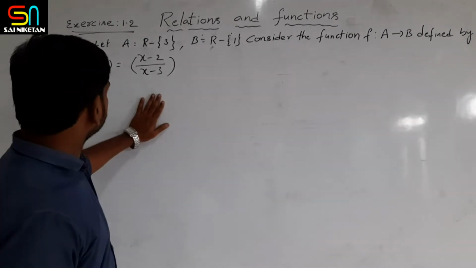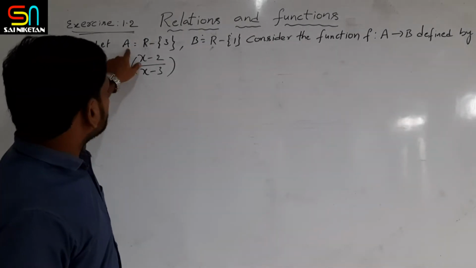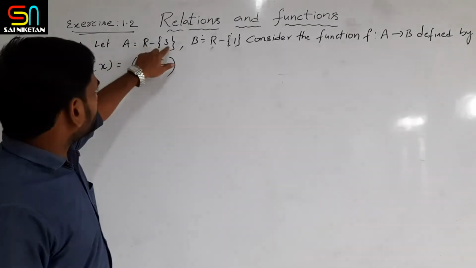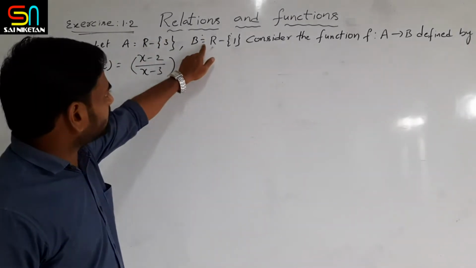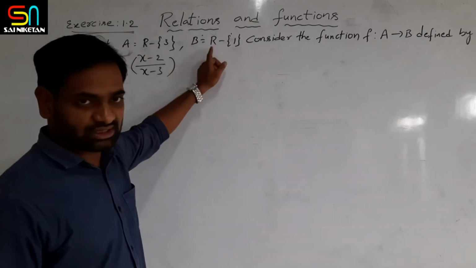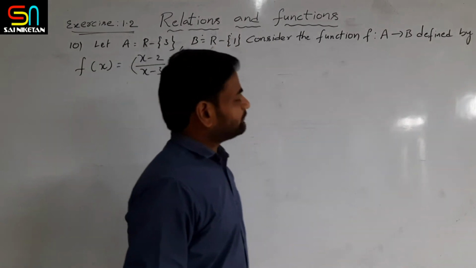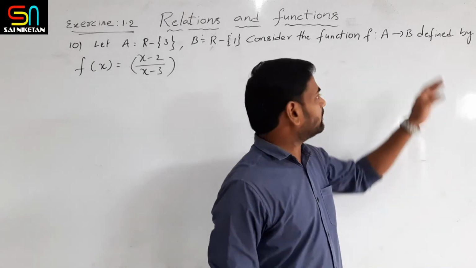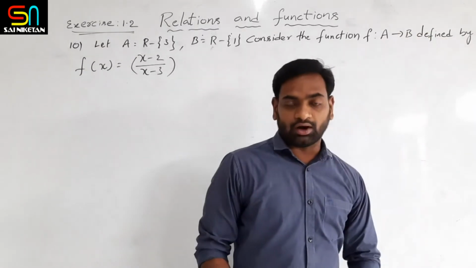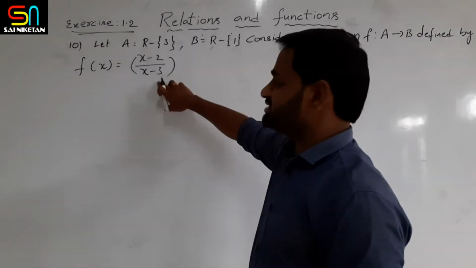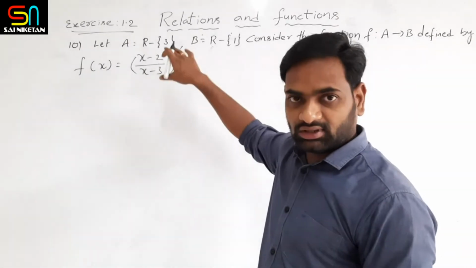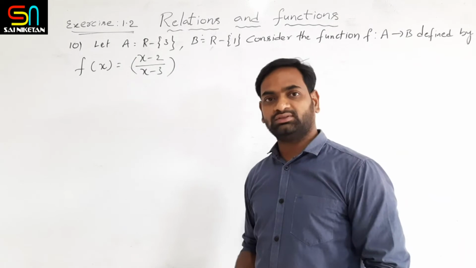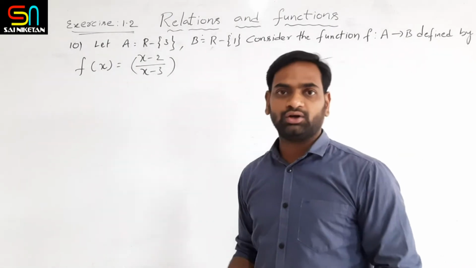See the next one. Capital A is R minus 3, real numbers minus 3. Next, capital B equal to R minus set of 1. Now, we define some function f from capital A to B. How is the function? f of x equal to (x minus 2) by (x minus 3). Now, this function we have to check it is 1-1 or not, onto or not.